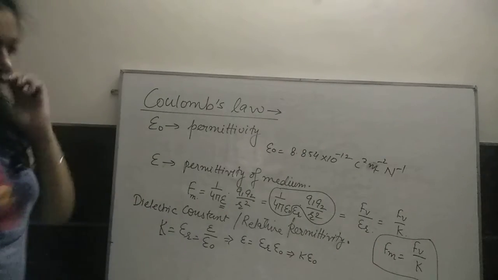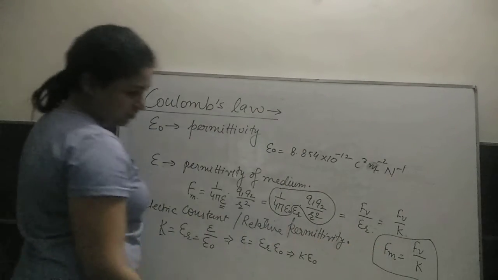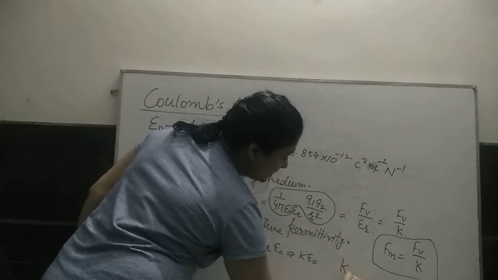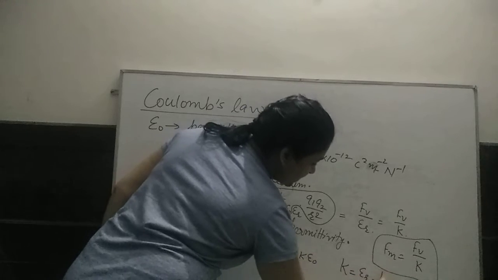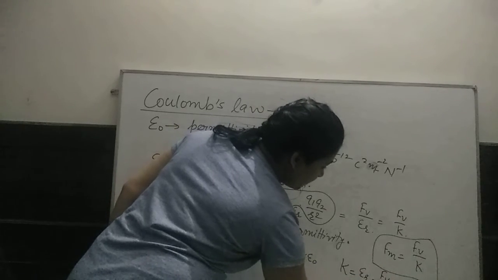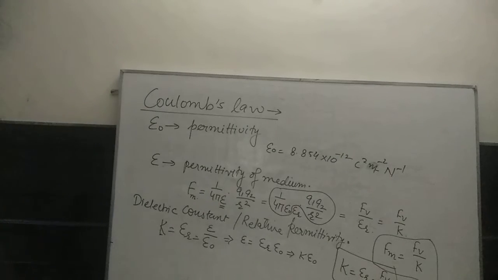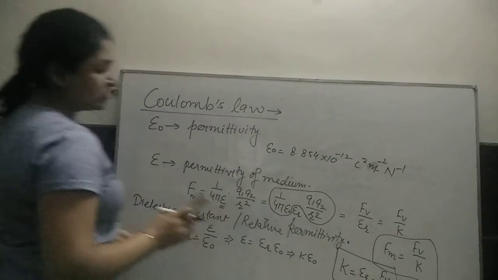Also from this particular equation there is another formula for the relative permittivity or dielectric constant, that can also be written as K or epsilon r. How we can write K? K would be written as Fv over Fm. So this is another formula for writing the value of the dielectric constant or relative permittivity.